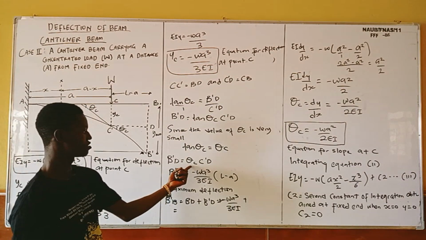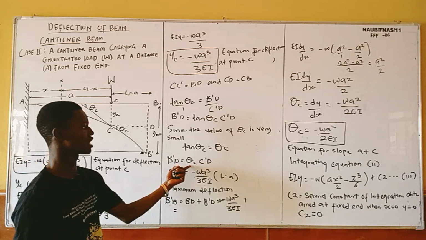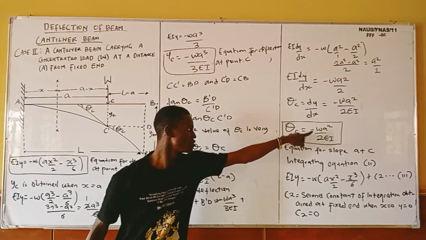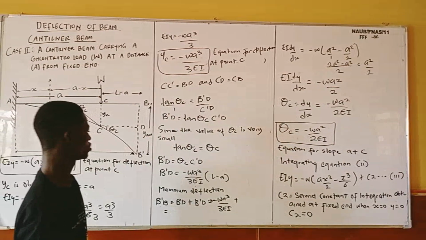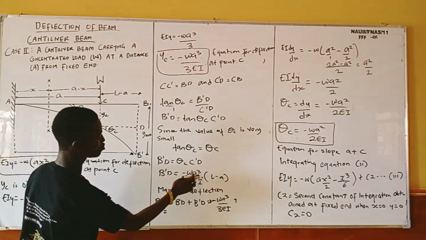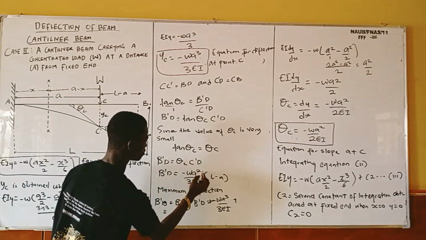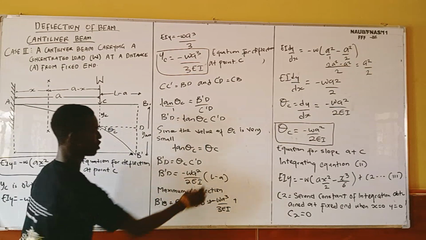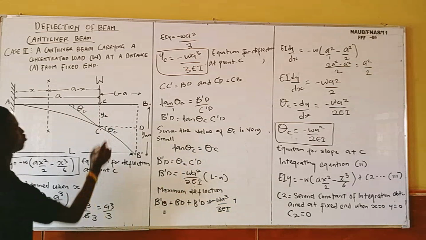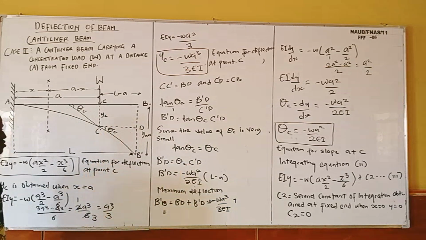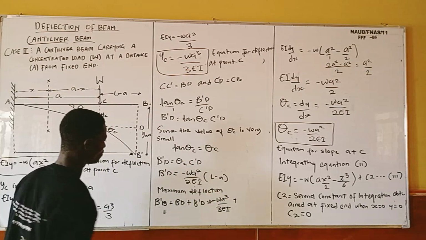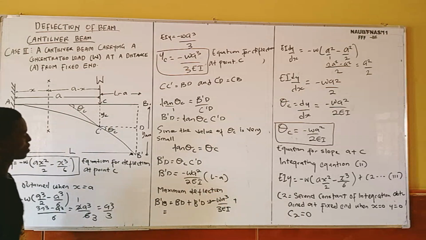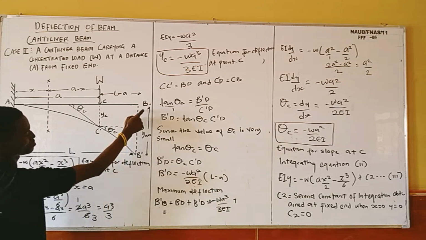You can see that this is our slope at point C. And if you look at the maximum equation for slope at point C, it is minus WA square over 2EI. So in this case, here we're supposed to have minus WA square over 2EI. So L minus A is C prime D. So for us to have our maximum deflection, you know that this is B prime D.